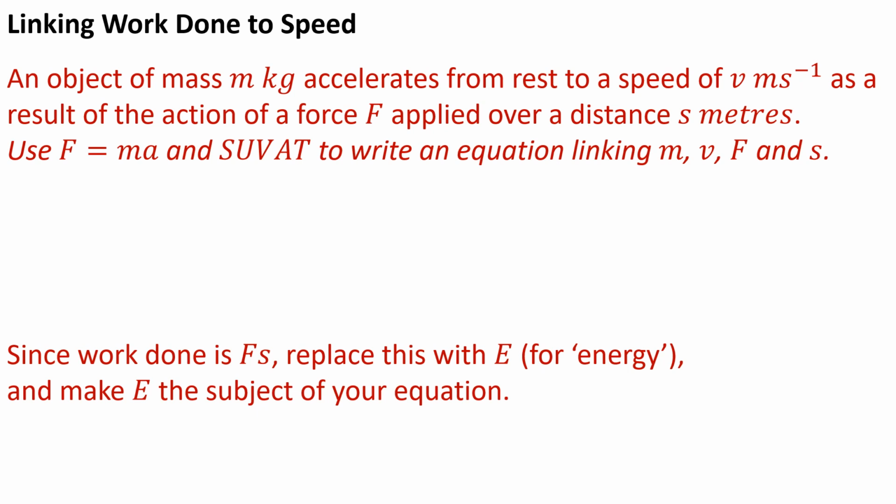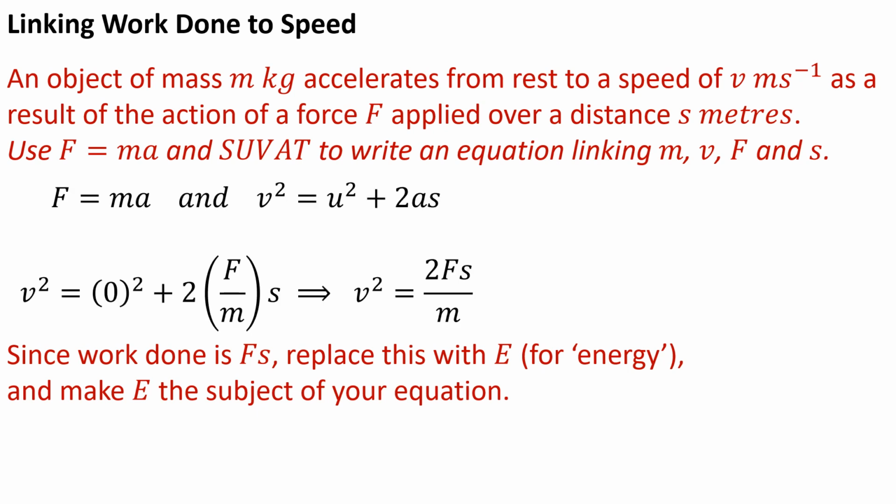All right, for the first bit, let's see what happens when we put in F equals ma and the equation we used earlier, v squared equals u squared plus 2as. Because we want the acceleration for the SUVAT equation, we're going to replace a with F over m. And when we sub in 0, because we accelerated from rest, we end up with v squared equals 2Fs over m. And remember, E, the energy, is F times s.